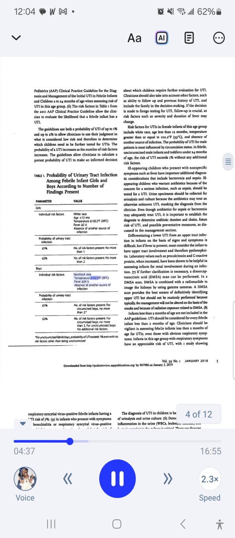Non-black race. Temperature greater than or equal to 102.2 degrees F, 39 degrees C. Fever for 24 hours or more. Absence of another source of infection. No risk factors present. Circumcised boys. No more than 2. No risk factors present. Circumcised boys. No more than 3. For uncircumcised boys, no additional risk factors.